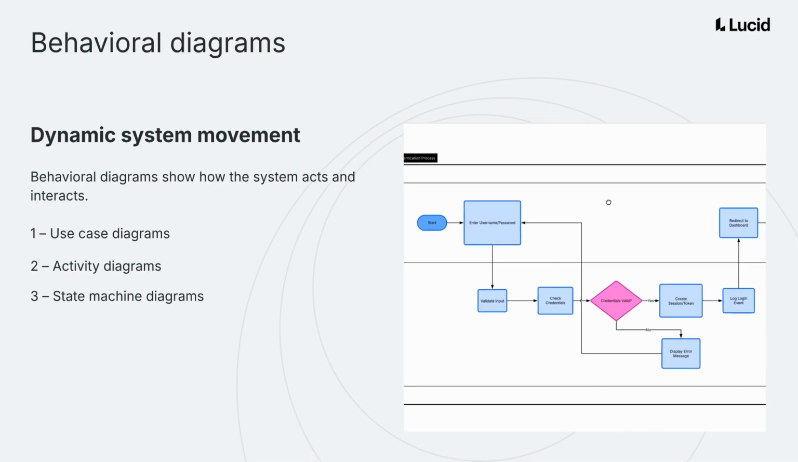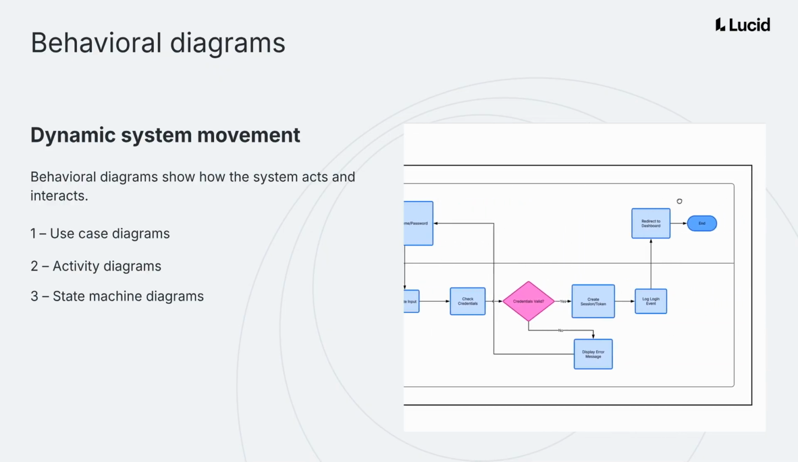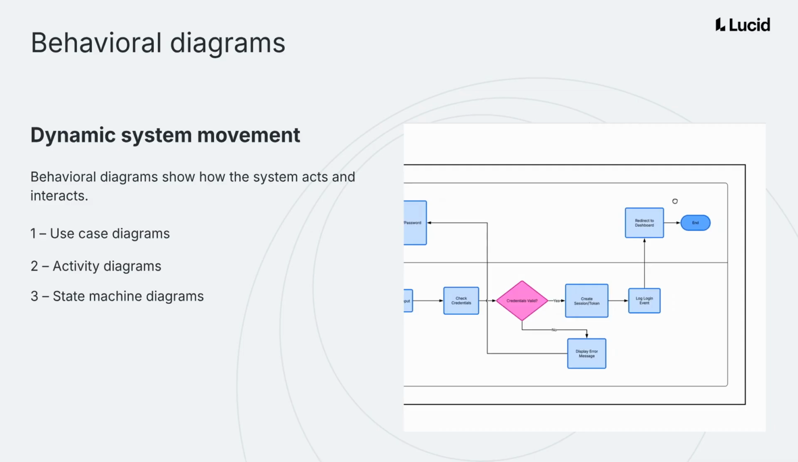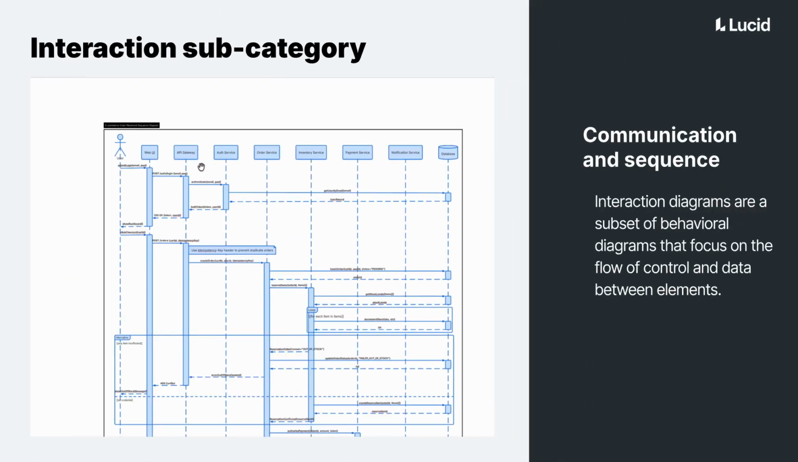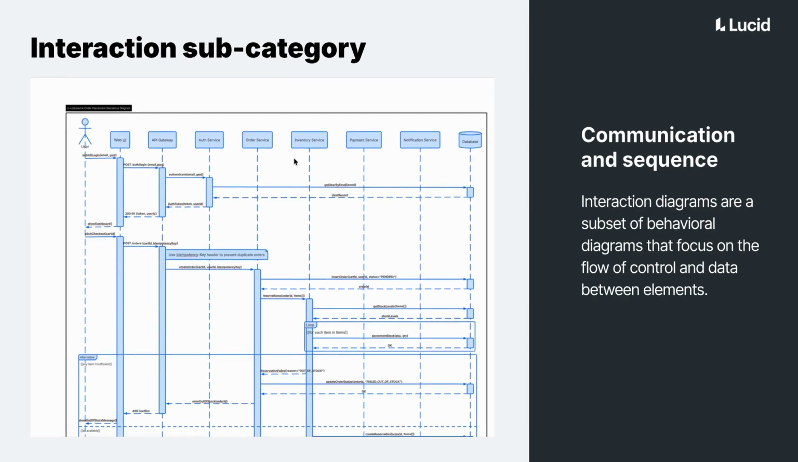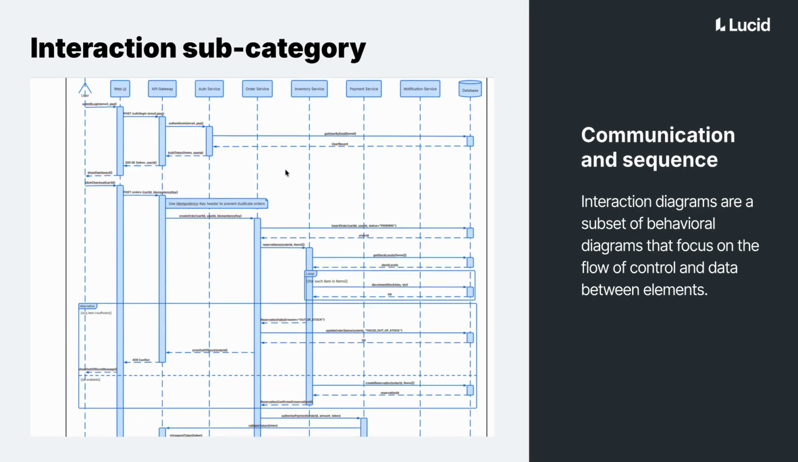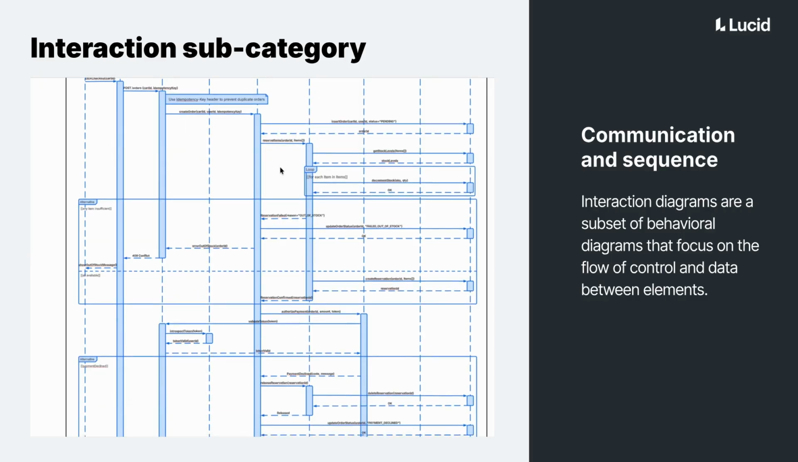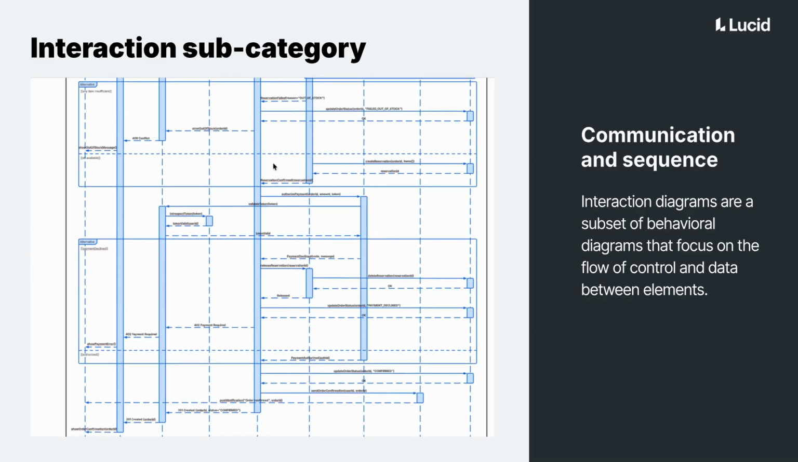This is a quick look at use case, activity, and state machine diagrams, which visualize how a system responds to internal or external events. We also need to consider the interactions subcategory. This is where sequence and communication diagrams fit into the behavioral family, specifically detailing the timeline of messages between objects.